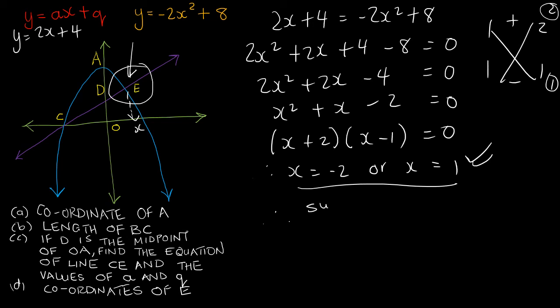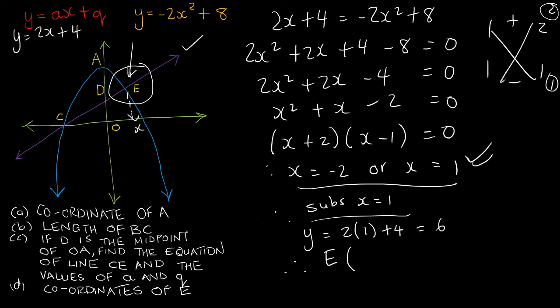So substitute x is equal to 1. We're going to substitute into the easy one, which is the straight line. So we'll have y is equal to 2 into 1 plus 4. Multiplying that through, 2 times 1 is 2, plus 4 is 6. So the coordinate of E would eventually be (1; 6).